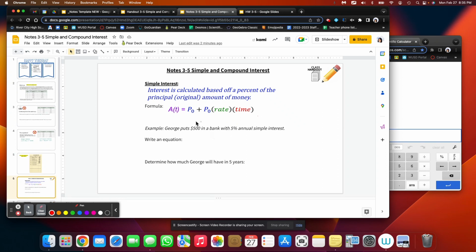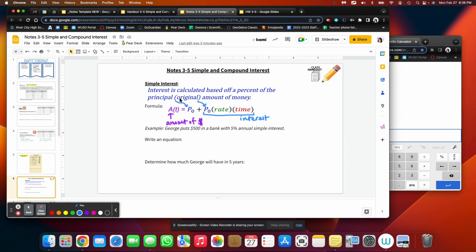So the formula that you can use to write an equation to represent the amount of money that you have after a certain amount of time: A represents the amount of money, and it's going to be P0, which is the principal or the original amount, plus P0 times the rate times the time. So this is the amount of interest that you are paying, and that amount is being added to the original amount for every year or month that goes by.